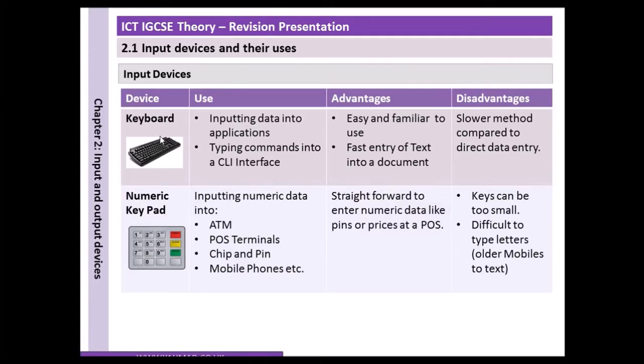A keyboard is a typical input device which you may find on a desktop computer, or built into a laptop, used to input data into applications. So for example, typing commands into a CLI interface, typing letters into a Word document, for example a letter. With a keyboard, it's easy and familiar to use. It's quite quick to enter text into a word processing application. The disadvantage is a slower method compared to direct data entry, which will be focused on in 2.2.